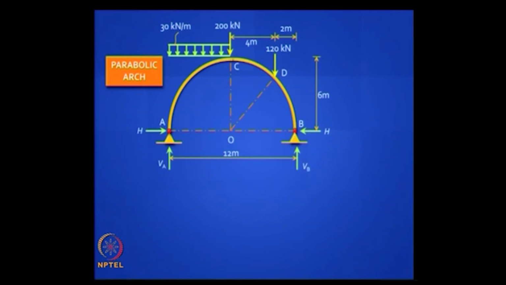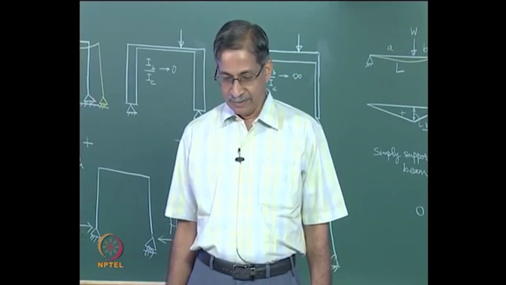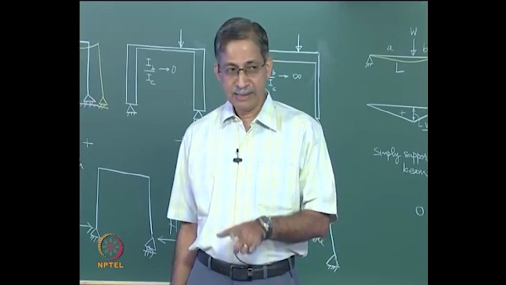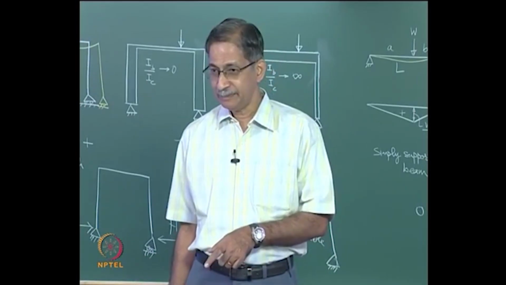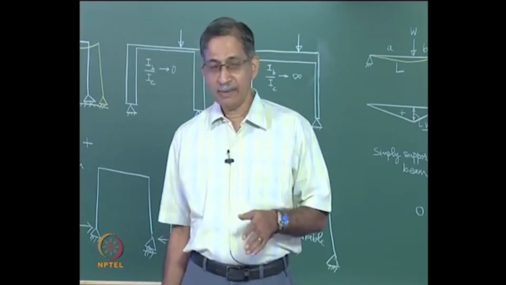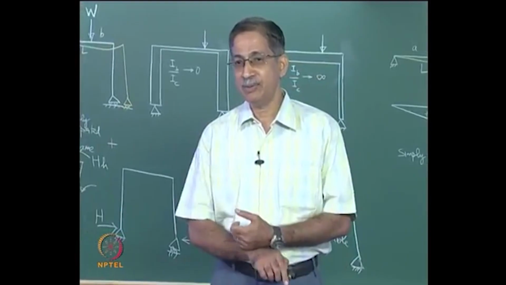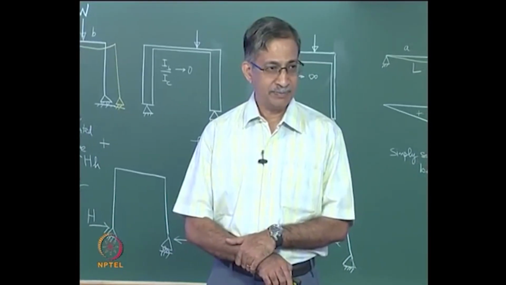Just go through the motions of solving this problem. You have two concentrated loads, one is at the crown, the other is eccentric. You have a UDL, but not all the way till half. Can you write an expression for capital H with whatever we have derived?